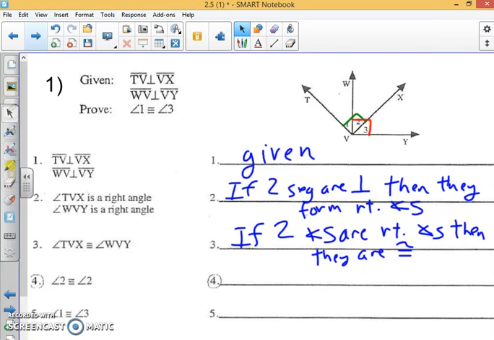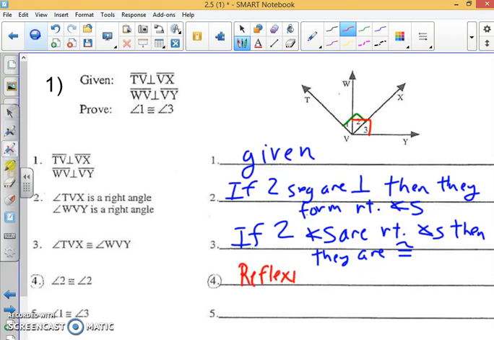And this next step's kind of weird. It says that angle 2 is congruent to angle 2. Well, it's the same angle. Of course it's congruent. There is a name for that. Whenever you need to use that idea in a proof, it has a name. It is called the reflexive property. You need to state that that is what you are using to make that statement.